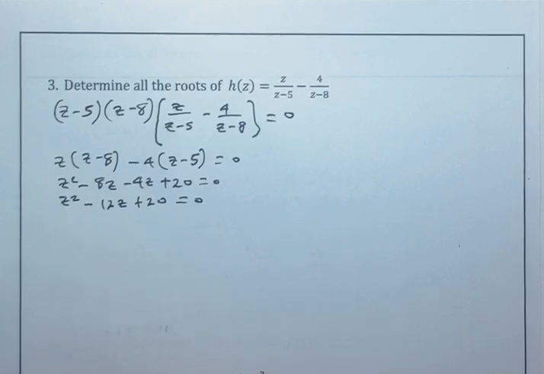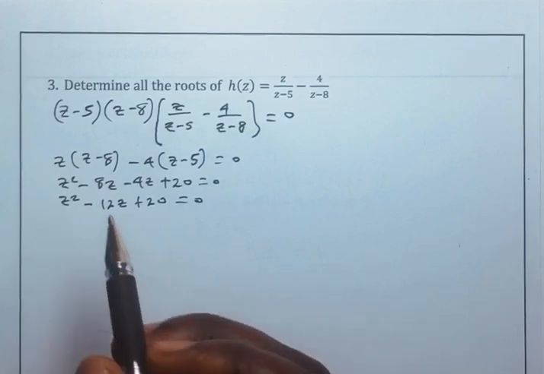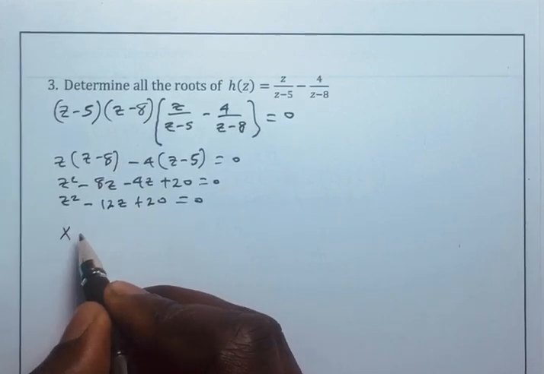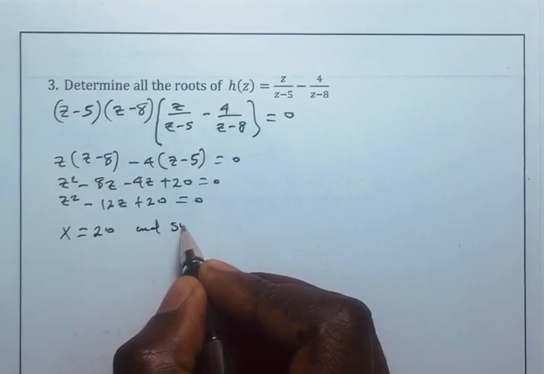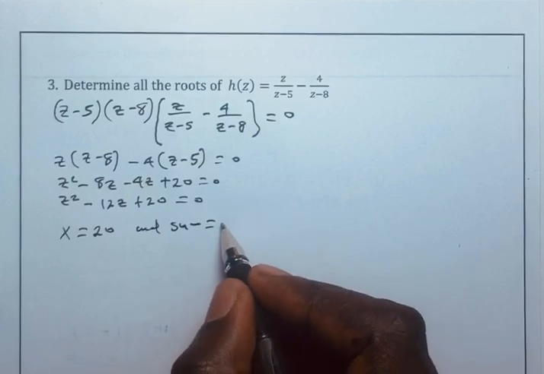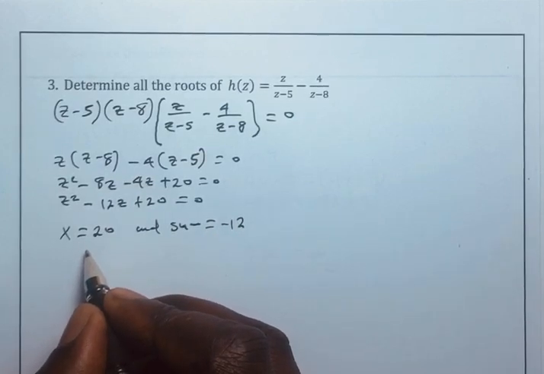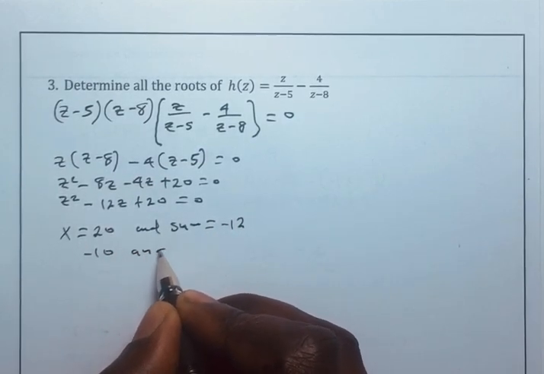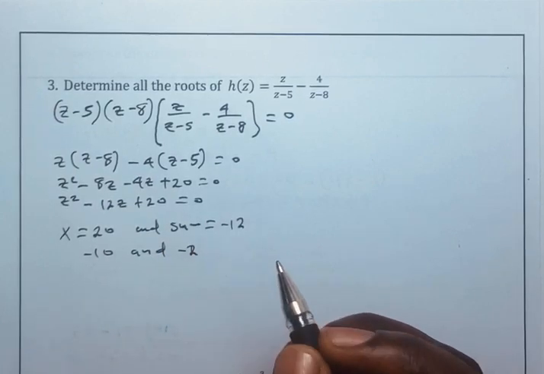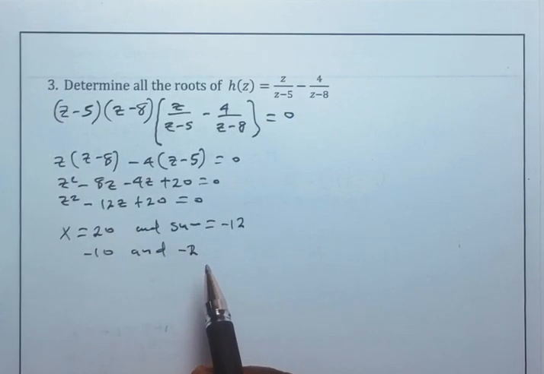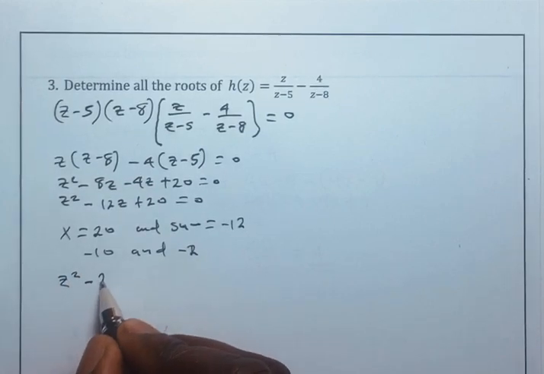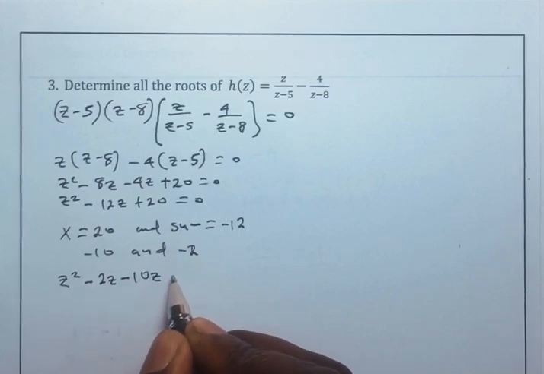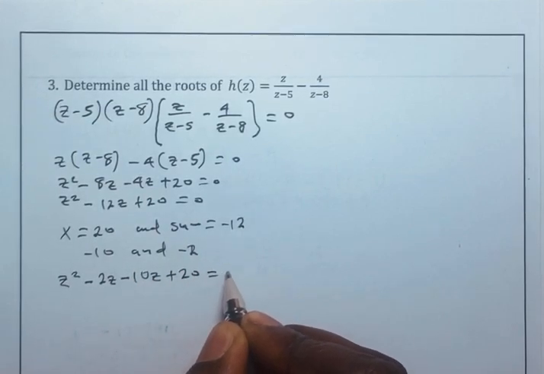We can solve this using the factorization method. If we use factorization, we are going to look for two numbers whose product is 20 and whose sum is -12. Those two numbers are -10 and -2. So we split the middle term into -10z and -2z, so that we have z squared - 2z - 10z + 20 = 0.